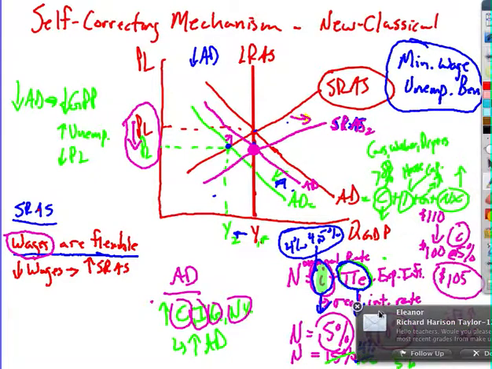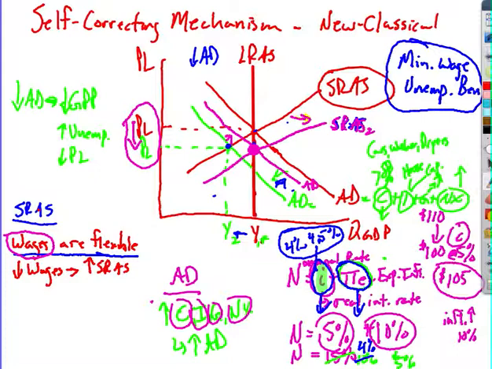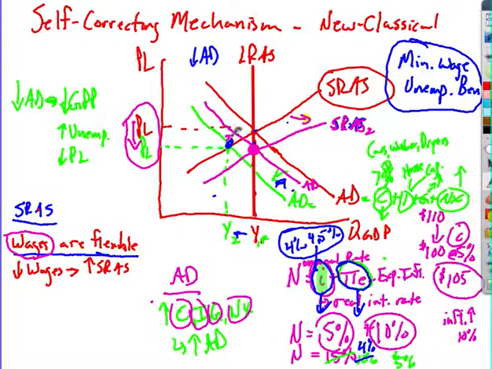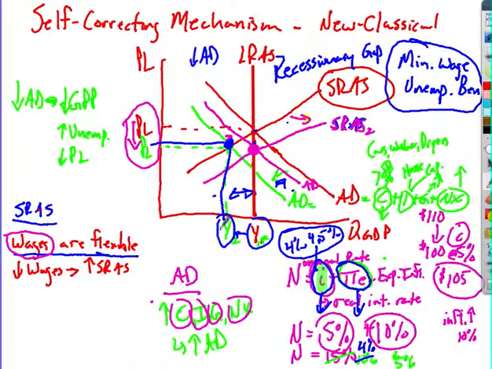Let me just do the other one real quick, and get you started clean. So this is the new classical self-correcting mechanism. This will be a lot quicker because everything is just in reverse. And so we did a recessionary gap. Since it moved here, it's a recessionary gap. We'll talk about what we mean by gap. It's simply the gap between full employment, the potential GDP, and real GDP.